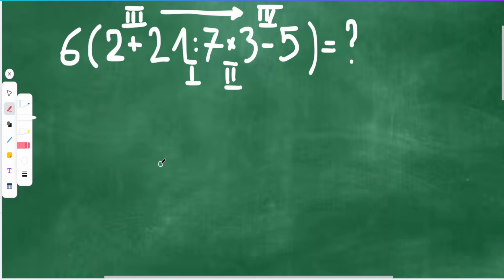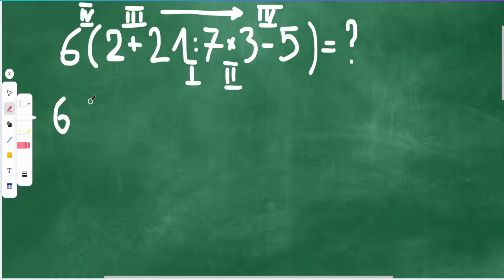And at the very end, in connection with the fact that this was the whole operation in the brackets, we will multiply by 6. And here we will add a Roman IV. I hope that this line of reasoning is clear to you. If not, let me know in the comments section what I could improve. In the meantime, let's move on to the calculations.